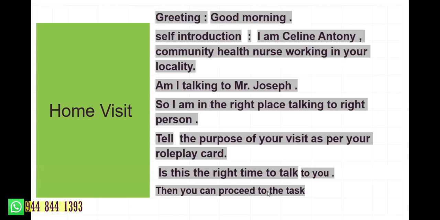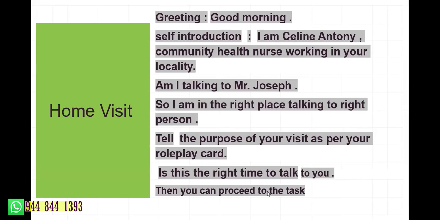So I'm in the right place talking to the right person. We have to confirm that, and tell the purpose of the visit, as per your role play card. Sometimes in the role play card, the setting is that we are coming to a patient's house to give education regarding self-administration of insulin, or self-administration of any injection as per the doctor's order. So we tell them, I'm here to give an education on how to do self-administration of injection as per your GP's instruction. Like that we can start.